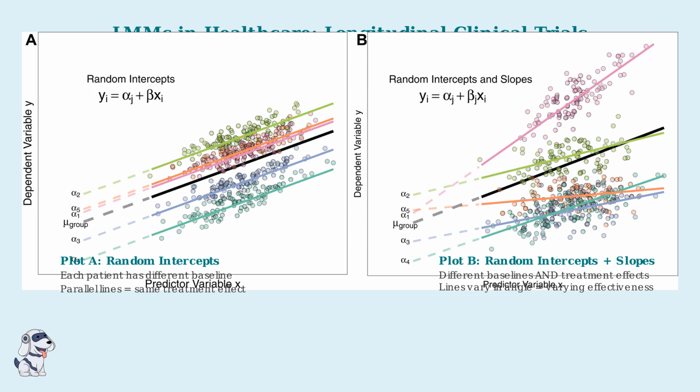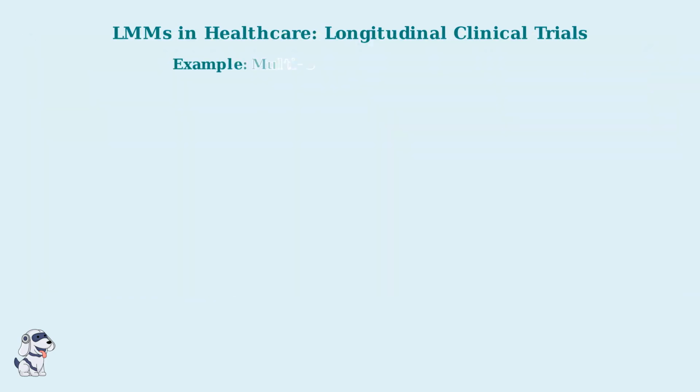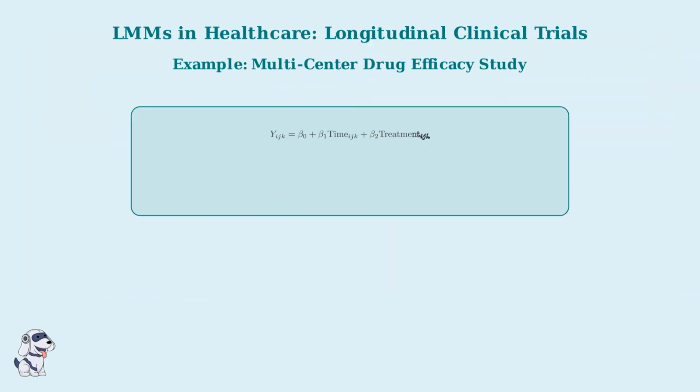Random intercepts allow each patient to have their own baseline level, while random slopes allow treatment effects to vary across different centers or patient subgroups. In a typical multi-center drug efficacy study, the model includes fixed effects for time and treatment, plus random intercepts for each patient, and random slopes for each treatment center. This accounts for both individual patient variation and systematic differences between medical centers.